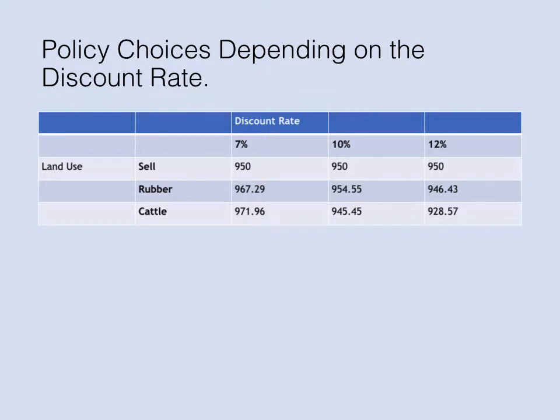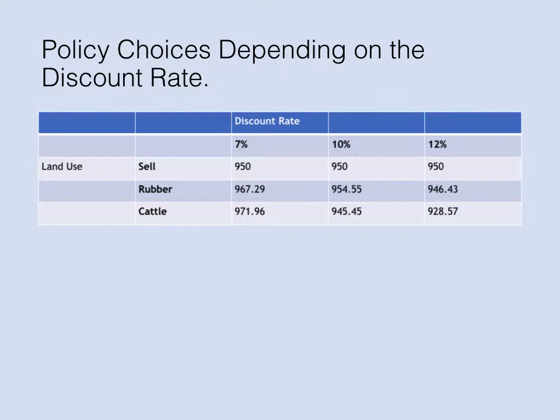if the discount rate is 7%, then it would be best to raise the cattle. If the discount rate is 10%, it would be best to tap the land for rubber. But if the discount rate is 12%, it would be best to sell the land.